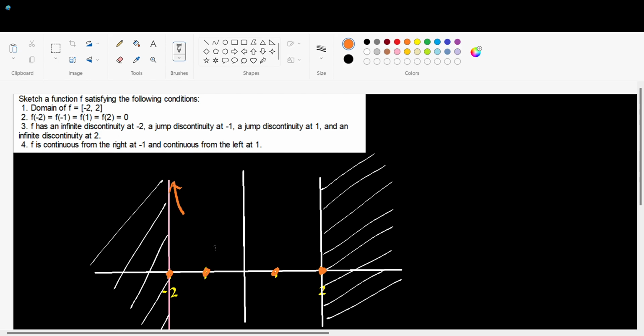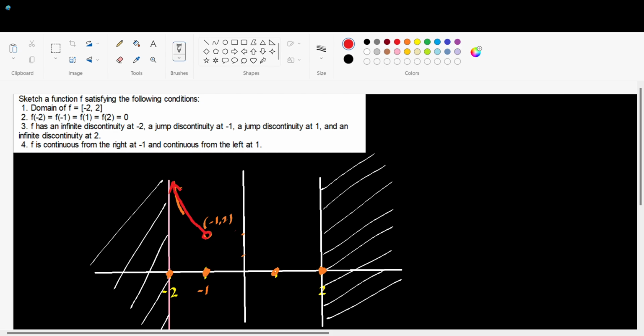There is a jump discontinuity at -1. So if this is -1, and since we have the point (-1, 0), then we have to consider another point. But that point is excluded. So we can say that is the point (-1, 2), but that is excluded. And we can just connect this so that we will come up with an infinite discontinuity at -2.